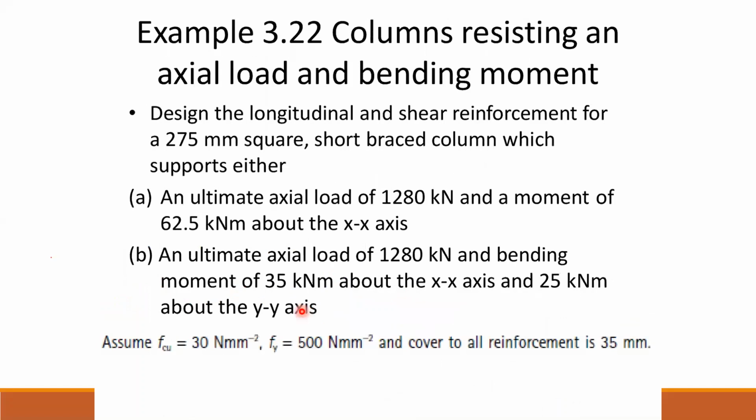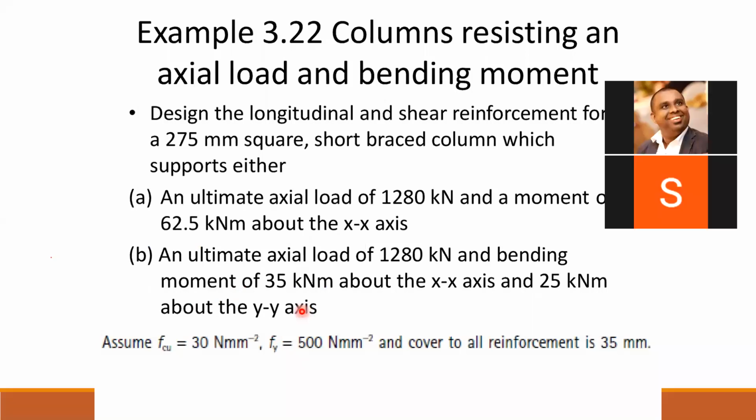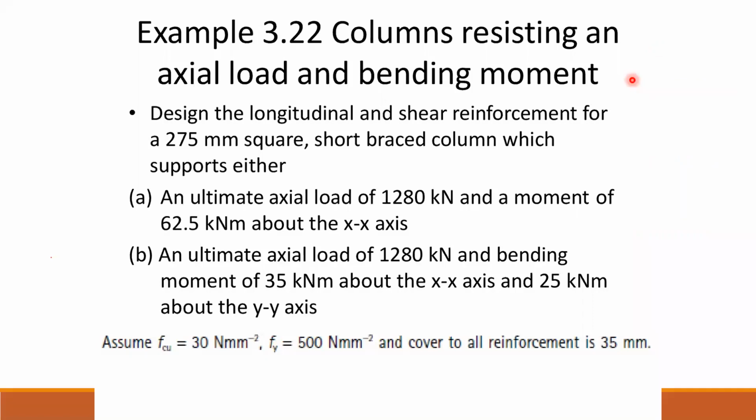So you can put into the 300 millimeter link. The example number 3.22, column resistance and the axial loads and the bending moment by uniaxial bending moment. Okay, the design, the longitudinal and the shear reinforcement for the 275 millimeter square section, where short braced column which is supported either. An ultimate axial load is 1280 kilonewtons and a moment 65 kilonewtons in XX direction.